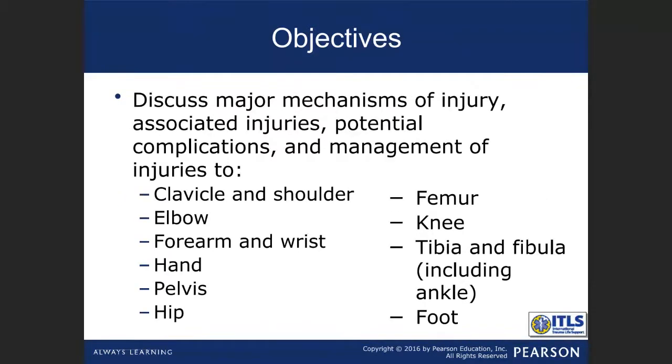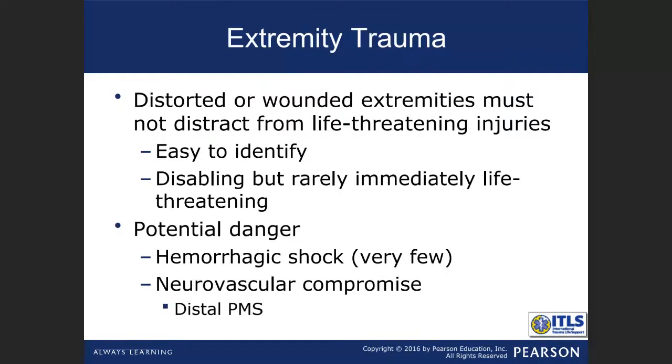We will be discussing major mechanisms of injury associated with injuries, potential complications, and management of injuries to the clavicle and shoulder, elbow, forearm and wrist, hand, pelvis, hip, femur, knee, tibia, fibula, including ankle, foot. Now, extremity trauma.